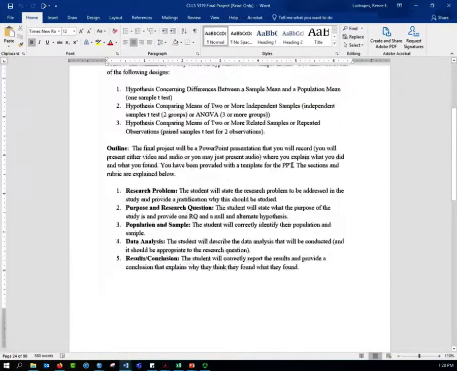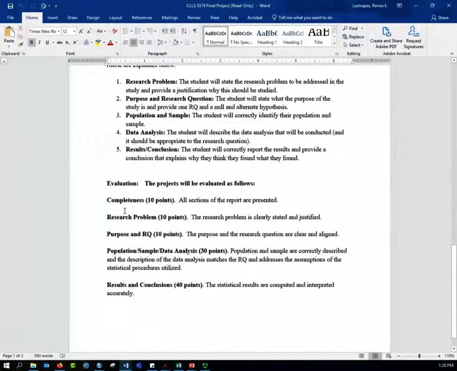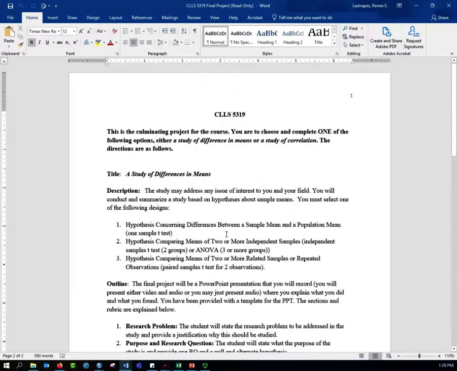And then this is the assignment, and here is how you're going to be graded. Completeness, the research problem, the purpose and research question, just that they're all there and clear and aligned. The population, sample, and data analysis, 10 points per, and then the results and conclusions, 20 points per. Okay, if you have questions about this, or if you want to do something slightly different that doesn't quite fit this, that's fine. Just shoot me an email and we can talk about that.